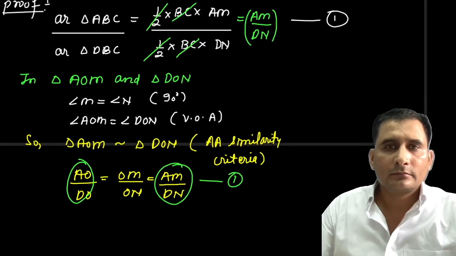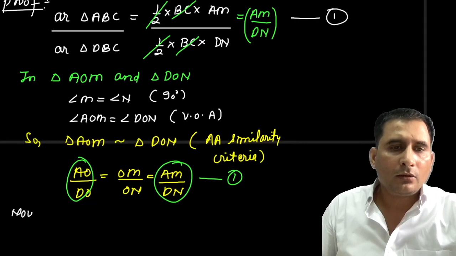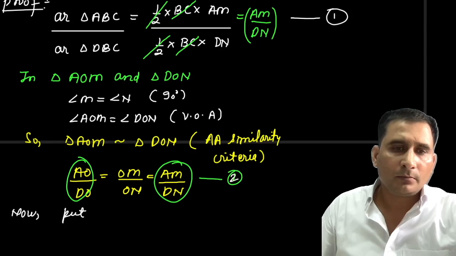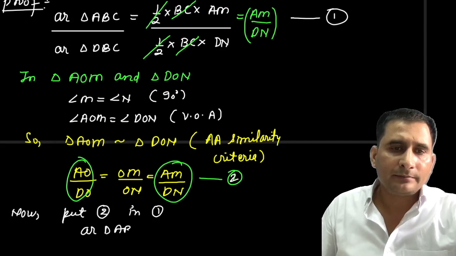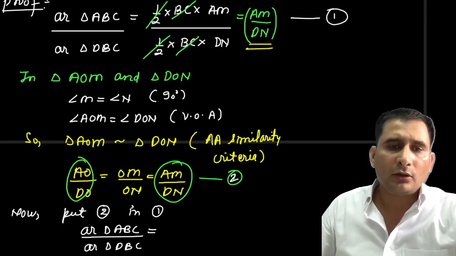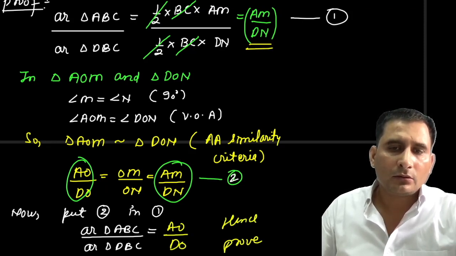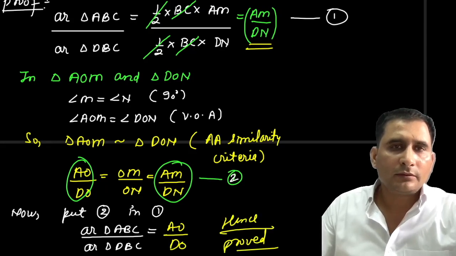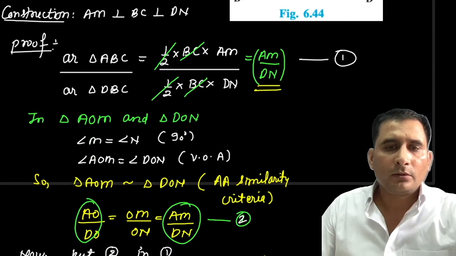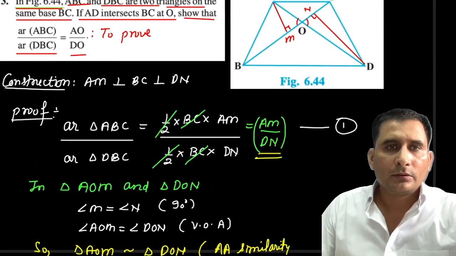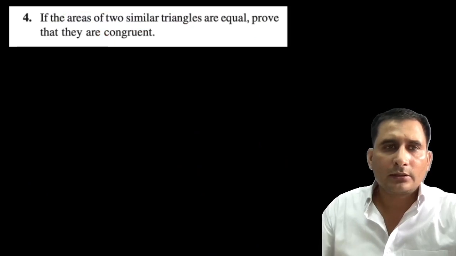Now look at this now from equation 1. Suppose this is 2, put 2 in 1, 2 को 1 में put कर दीजिए. So then we have obtained area of triangle ABC upon area of triangle DBC is equal to, at the place of AM upon DN, can I put AO upon DO from equation 2? Yes or no? Yes, sir. So this is what we need to prove. AO upon DO. So I hope this question is clear to you all now. Move to the next question.